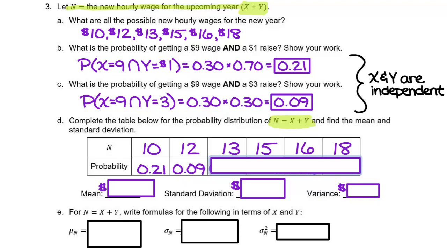What would somebody's base wage be? What would their raise be if they're now making 13? What would somebody's base wage be? What would their raise be if they're now making 15? After you finish filling in the table, I want you to calculate the mean, the standard deviation, and the variance for our new random variable n.